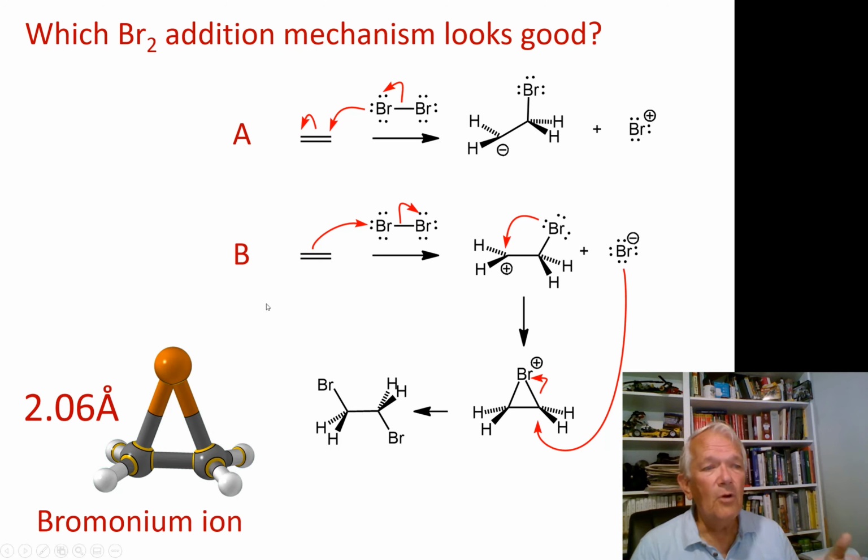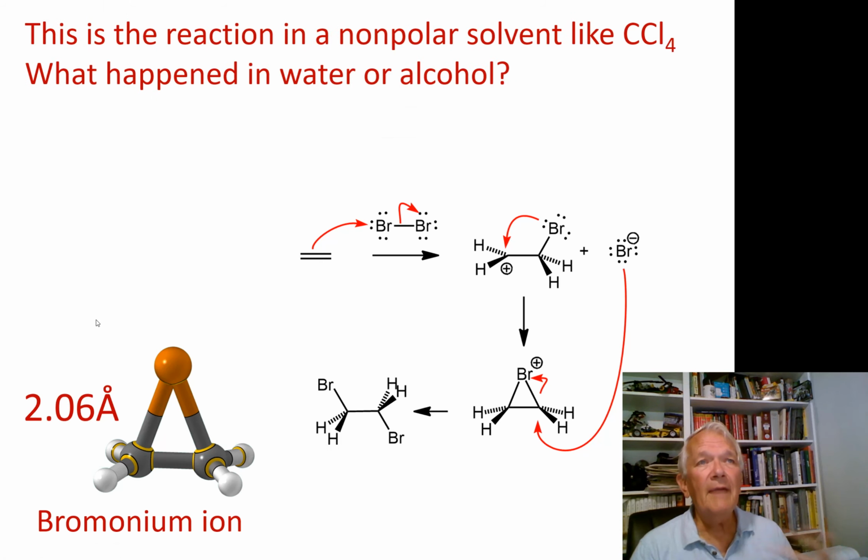Now, the bromonium ion is the interesting species because it's this three-membered ring. And of course, it's essentially an isosceles triangle because bromine's bigger than carbon, so the bromine-carbon bonds are longer than the carbon-carbon bond. But it's a nice, stable three-membered ring. Okay, now what happens if we do this reaction? This is the reaction that takes place in something like carbon tetrachloride, but what happens in water or an alcohol?